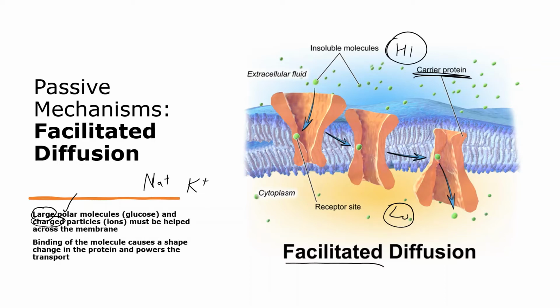The binding of the molecule will cause a shape change in that protein, and this will power the transport across the membrane. Remember, there is no ATP in the picture, so even though we do see proteins changing shape and it looks like it's kind of grabbing somebody and spitting them on the other side, there is no ATP required to do this. The binding of the molecule powers the shape change.